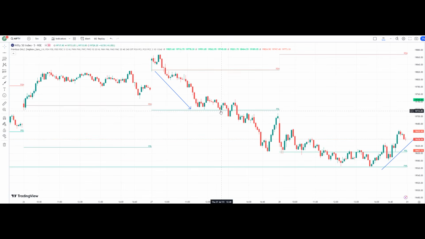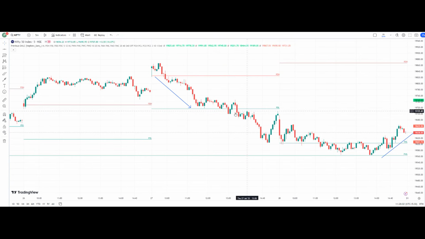Okay, and after that we can see that once the price breaks the previous day low again, there is a major fall in the price. Okay, you can see here this red candle has broken the previous day low, that is for the 26th July, and we can see that there is a fall in the price again.